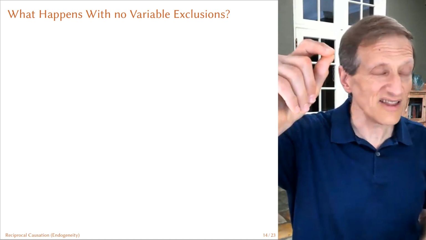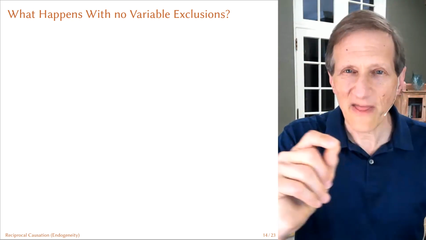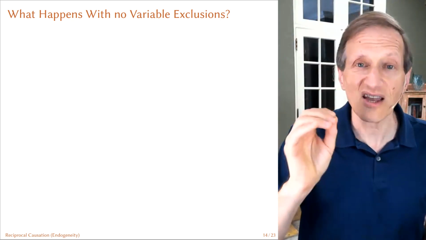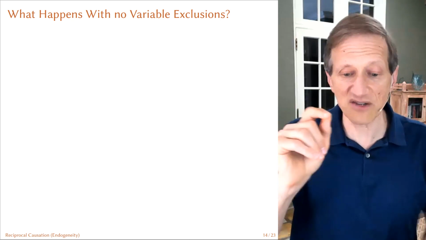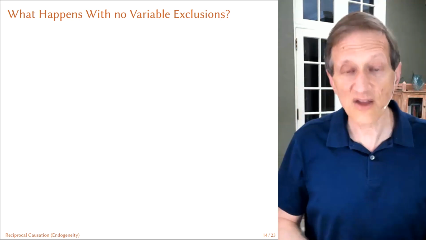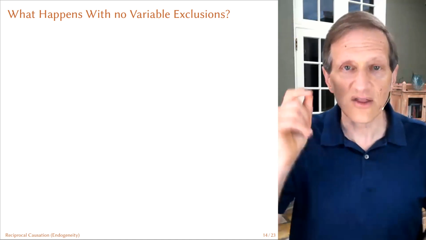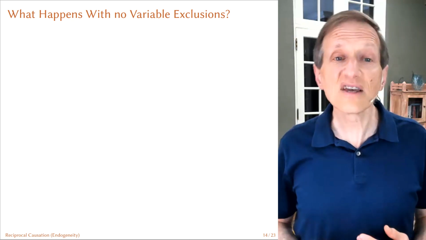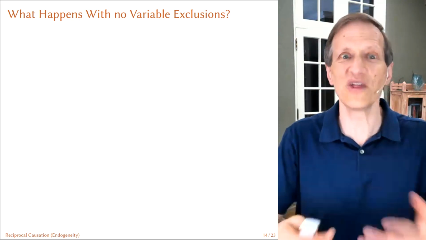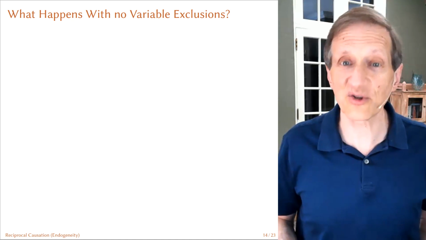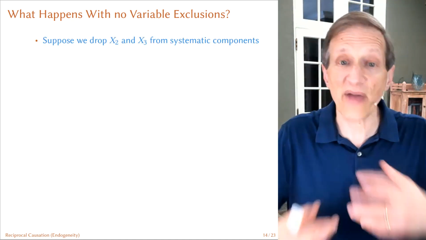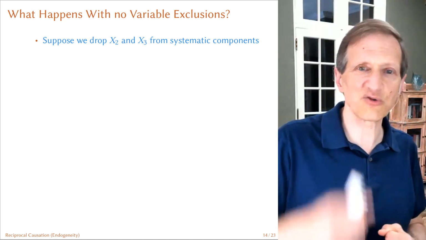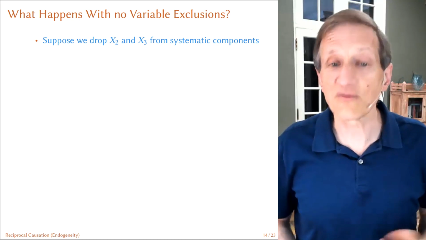And I've told you that when we did this, there was this assumption, in addition to the assumptions of the model, of course. The assumption that I'm talking about is the variable that was left out of each equation. Those are variable exclusion assumptions. Those variable exclusion assumptions, it turns out, everything depends upon. I'm just stating that, but let's show that. What happens if there's no variable exclusions? Suppose we drop x2 and x3 from the systematic components. Remember, x2 is only in one equation, x3 is only in the other equation. What happens if we drop them?